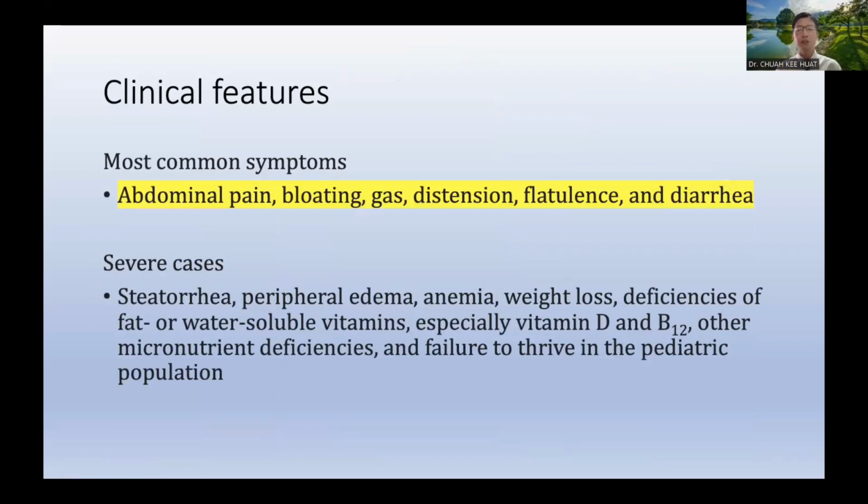What are the clinical features? They will present with abdominal pain, bloating, gas, distension, flatulence, and diarrhea. In severe cases, steatorrhea, peripheral edema, anemia, weight loss, and deficiency of fat and water-soluble vitamins, especially vitamin D and B12. In a typical MRCP or medical exam, they will show a case with an increase in the folate level but a decrease in the vitamin B12 level. That is typically described in textbooks as a condition of small intestinal bacterial overgrowth.